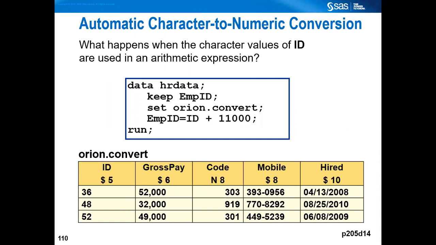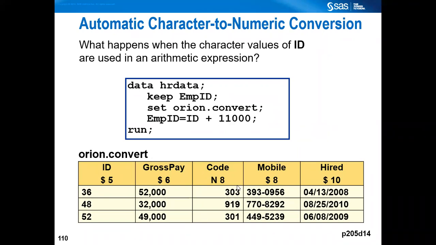So the topic is automatic conversion of character to numeric. Now we know ID is character, so we have to convert it to numeric. You simply write this data step and write EmployeeID, a new column, which is ID plus a number, 11,000. So ID is your original column, which is character. We add 11,000 to it, so the values get 11,000 added. This is what the expression is.